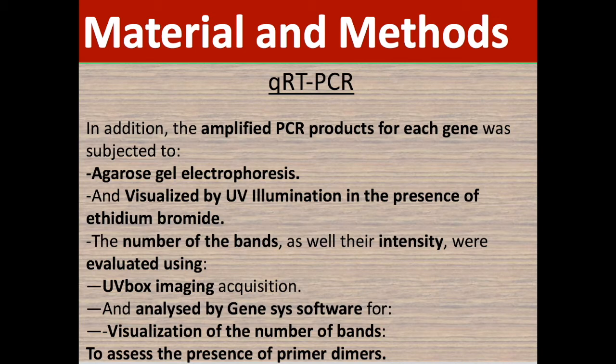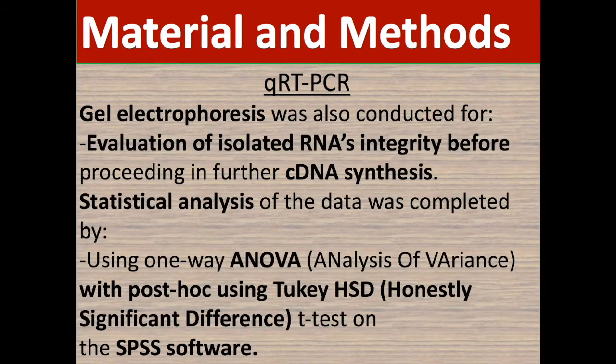The number of the bands, as well as their intensity, were evaluated using UV box imaging acquisition and analyzed by GeneSys software for visualization of the number of bands to assess the presence of primer dimers. Gel electrophoresis was also conducted for evaluation of isolated RNA's integrity before proceeding to further cDNA synthesis. Statistical analysis of the data was completed using one-way ANOVA, analysis of variance, with post-hoc Tukey HSD, honestly significant difference test, on the SPSS software.